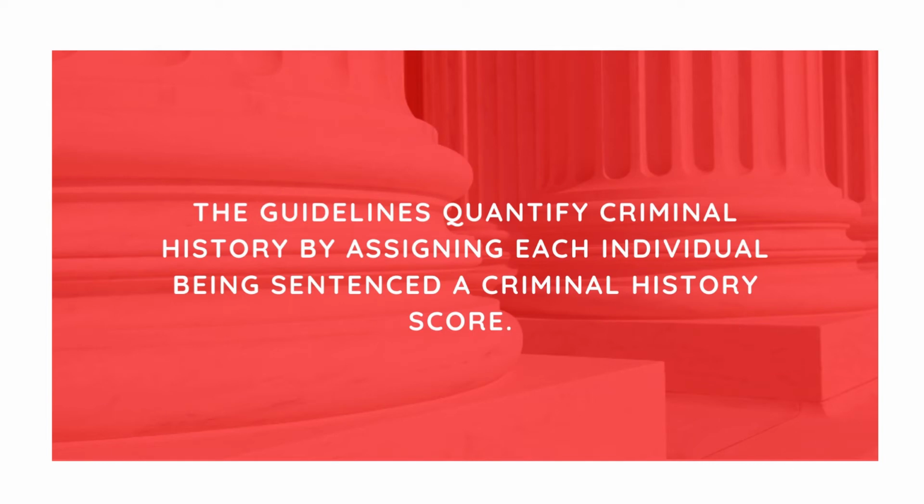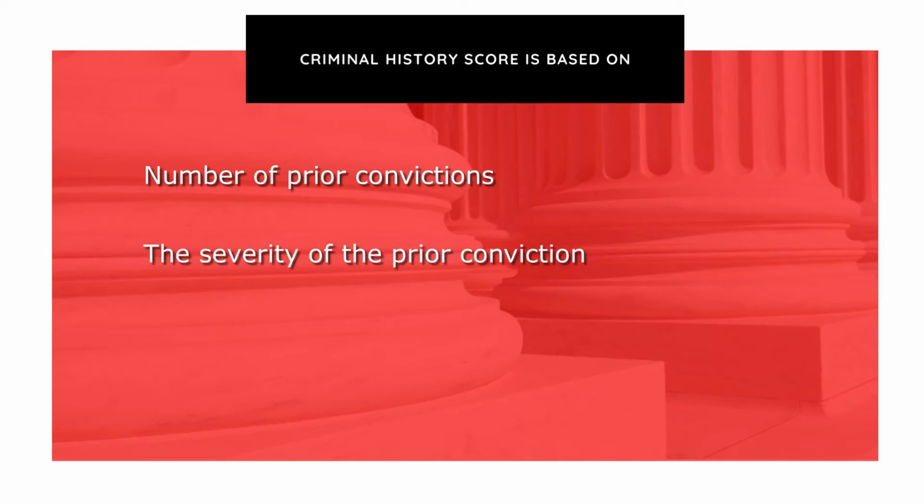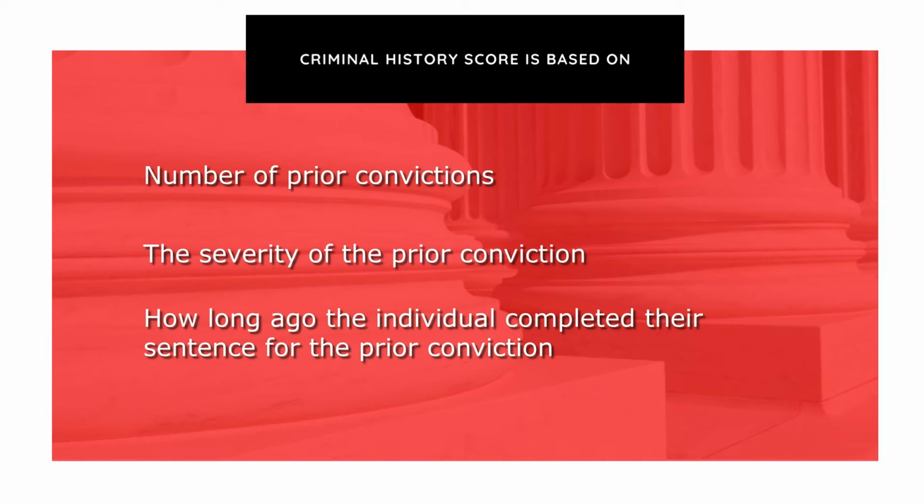The guidelines quantify criminal history by assigning each individual being sentenced a criminal history score. A criminal history score is the total number of points a defendant accumulates for their prior convictions and/or prior adjudications. The score is based on several factors, including the number of prior convictions, the severity of the prior convictions, and how long ago the individual completed their sentence for the prior conviction.